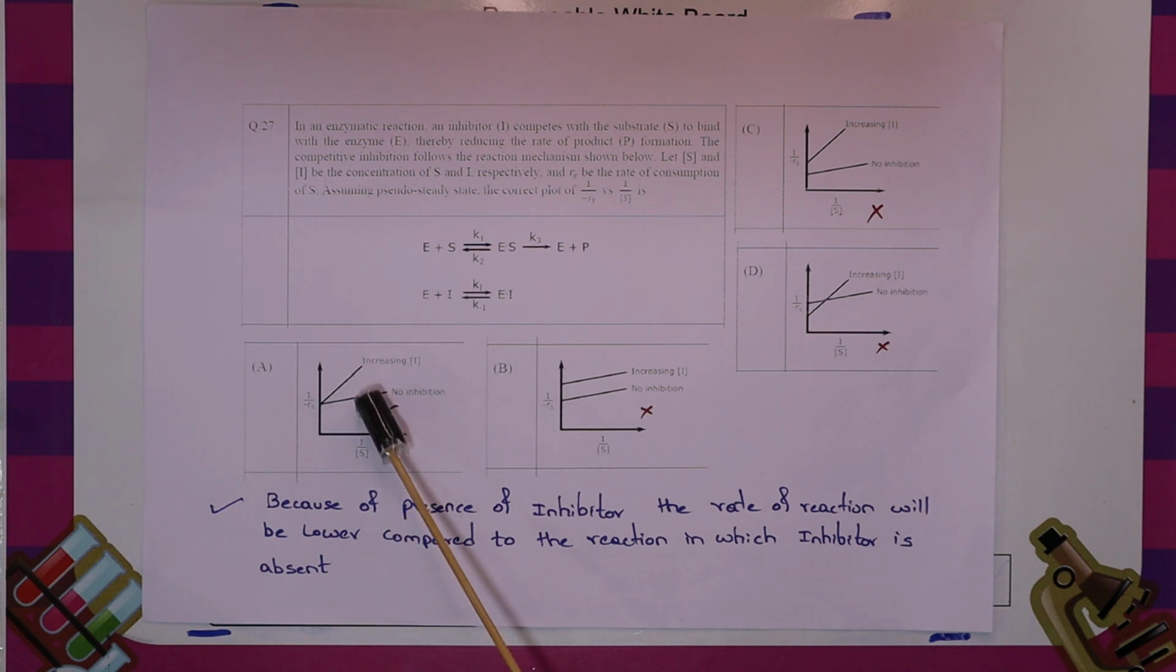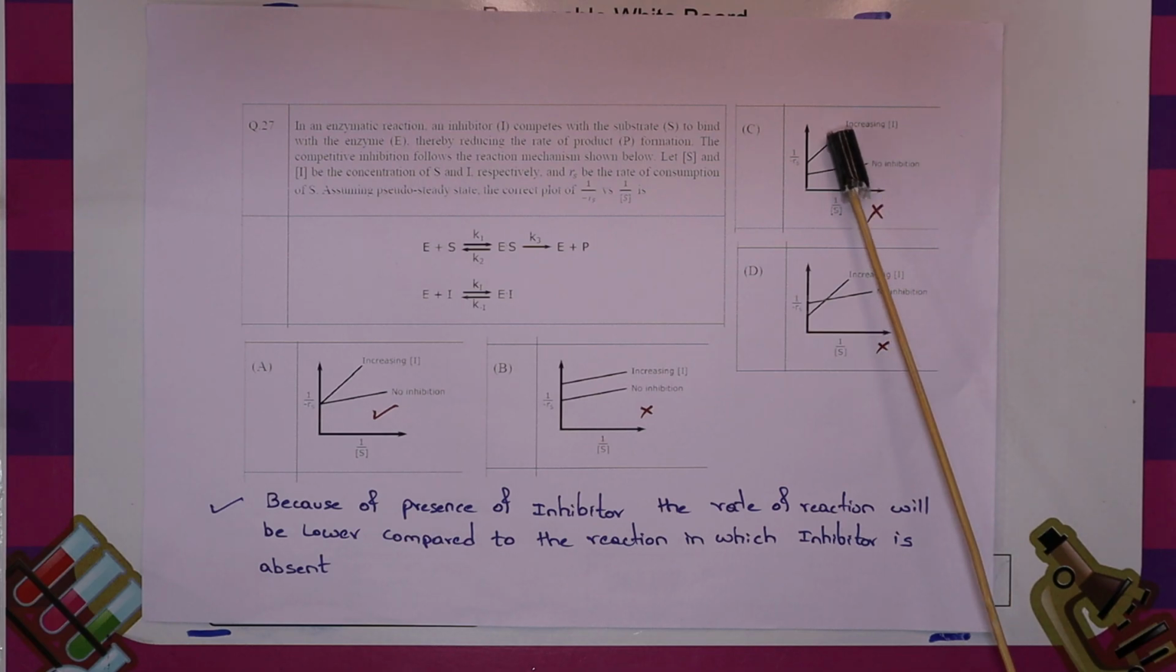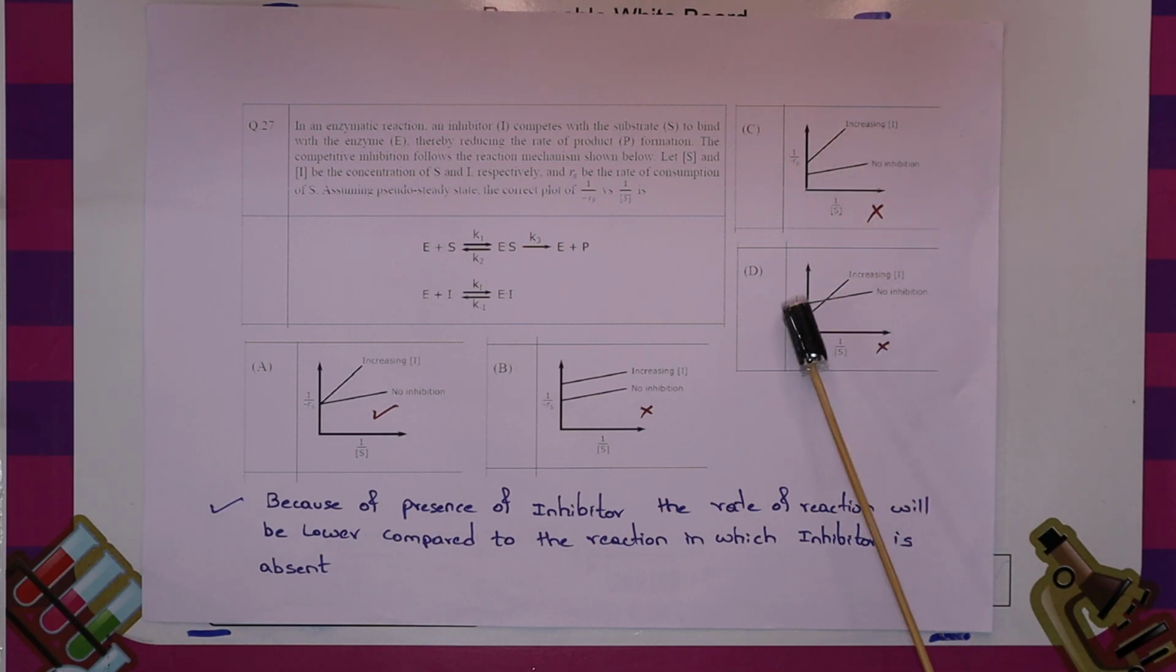Here you can observe, if you take these two lines, both originate at the same point, one having a lower slope and one having a higher slope. Here both have the same slopes but at different locations. Here the starting points are different and the slopes are also different.